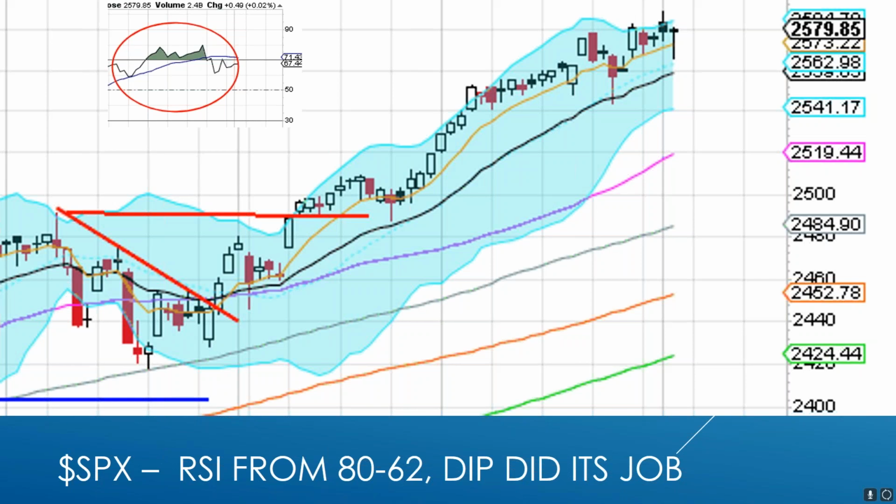Anyway, looking good here going into the number tomorrow, and specifically the banks.